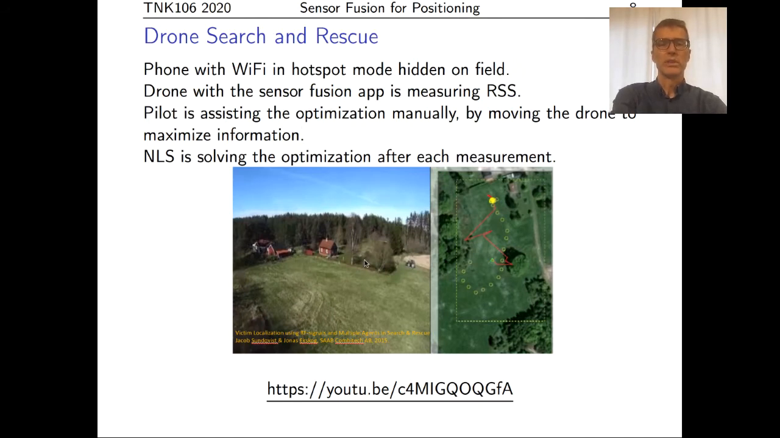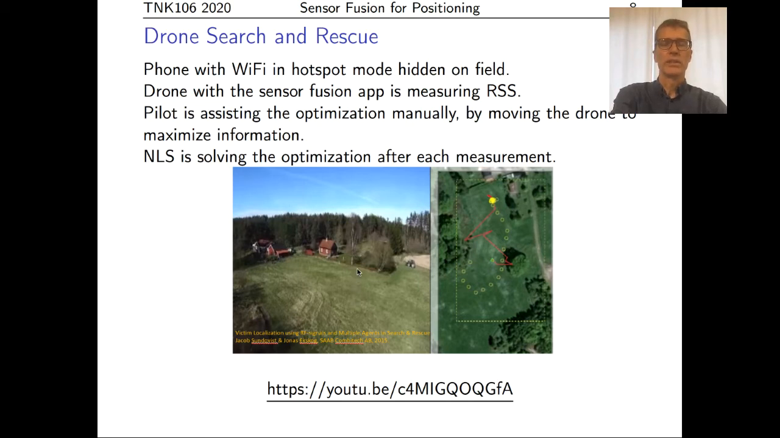So what we did in this master thesis project is to develop a solution to the nonlinear least squares problem for a stationary object. Here we have hidden a cell phone, put in hotspot mode, out in the field. And we have a drone with an operator, where the drone is equipped with a cell phone that reports RSS values to the operator.